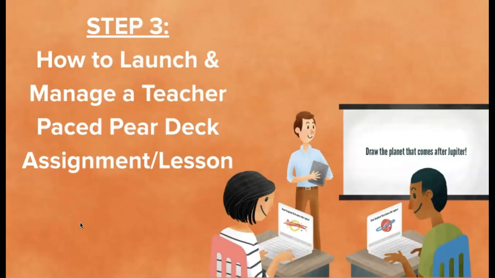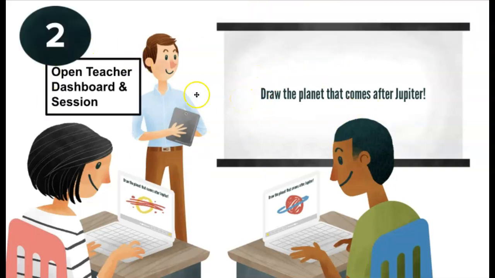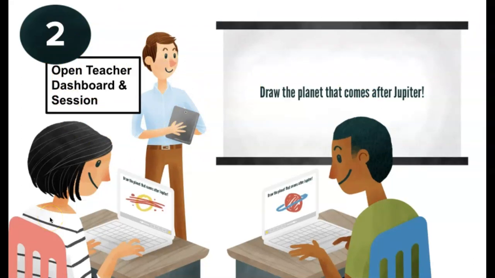Let's walk through the steps for doing so. Once your assignment is open on your computer, turn on your projector or TV so the students can see that screen. Next, open your teacher dashboard in the live session. The teacher dashboard is a special screen just for you, which you can use to control the entire presentation and see individual student names. It is separate from the projector view, which the class can view.